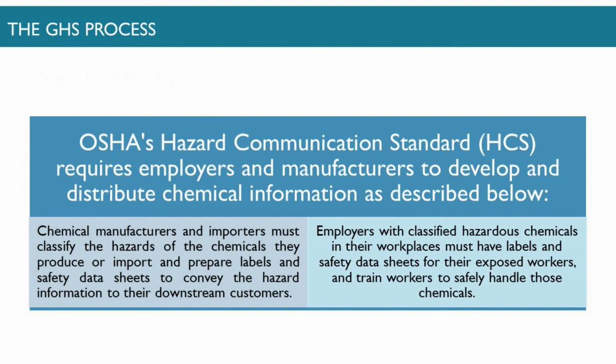OSHA's Hazard Communication Standard, HCS, requires employers and manufacturers to develop and distribute chemical information as described below. Chemical manufacturers and importers must classify the hazards of the chemicals they produce or import and prepare labels and safety data sheets to convey the hazard information to their downstream customers. Employers with classified hazardous chemicals in their workplaces must have labels and safety data sheets for their exposed workers, and train workers to safely handle those chemicals.